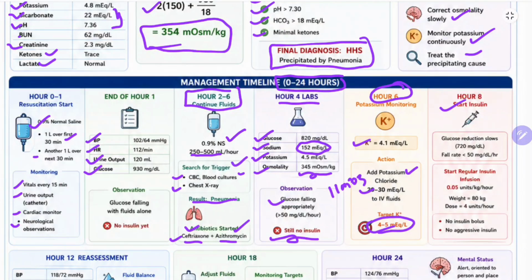Hour 8, start insulin. Glucose reduction slows. The fall rate is now less than 50 milligram per deciliter per hour. Start regular insulin infusion 0.05 units per kg per hour. Why are we starting? Because the glucose reduction has now decreased to less than 50. Weight is 80 kg, so dose is 4 units per hour. No insulin bolus, no aggressive insulin.